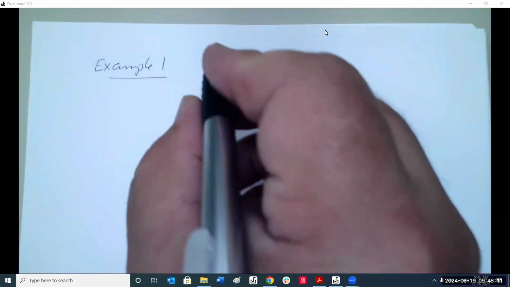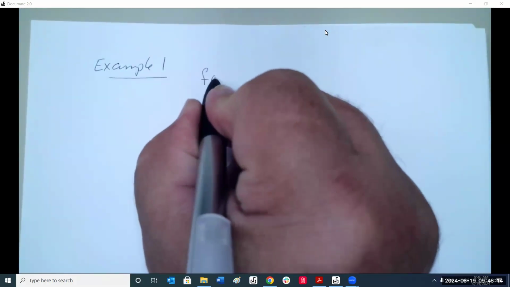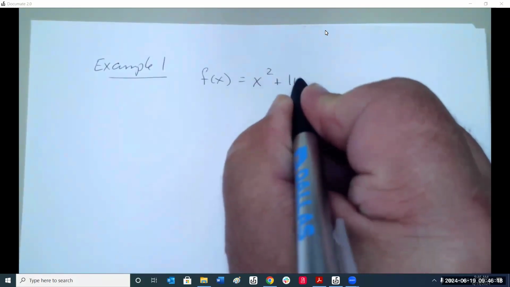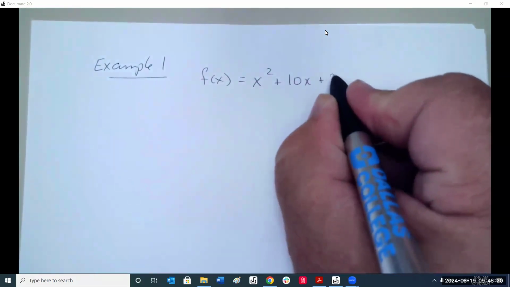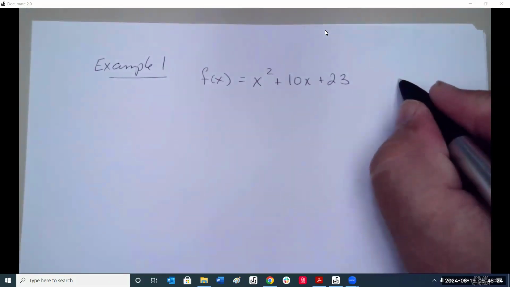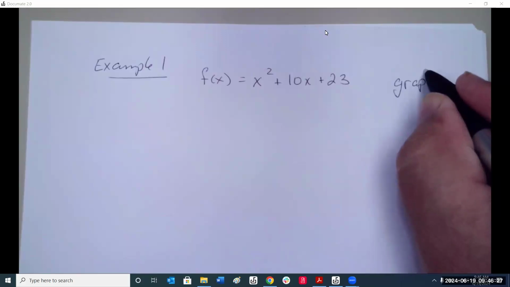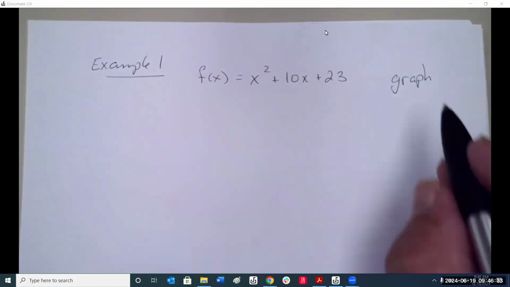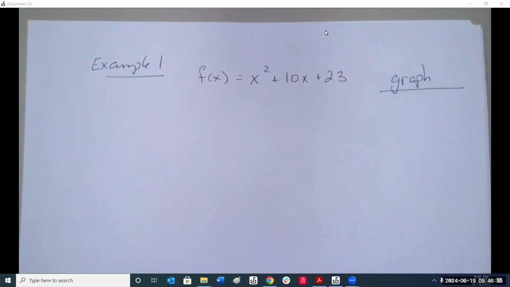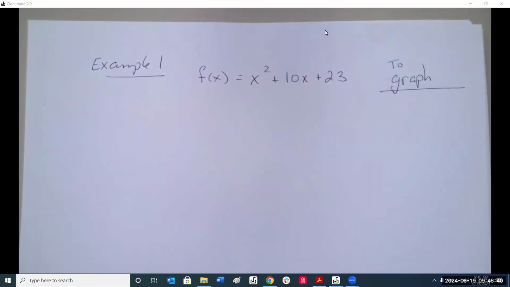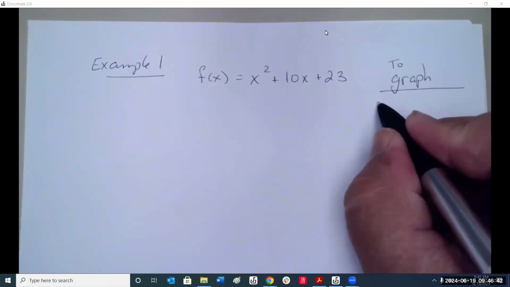Example one. f(x) equals x squared plus 10x plus 23. Graph the function. Now, to graph a quadratic equation, here are your steps.